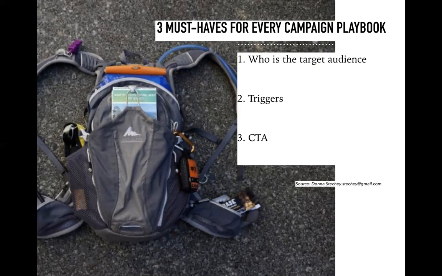And then finally are the calls to action. What are the gated assets that you need your sellers to drive traffic to? What is the URL, the vanity URL for the actual journey for the campaign that you want them to send their clients to?